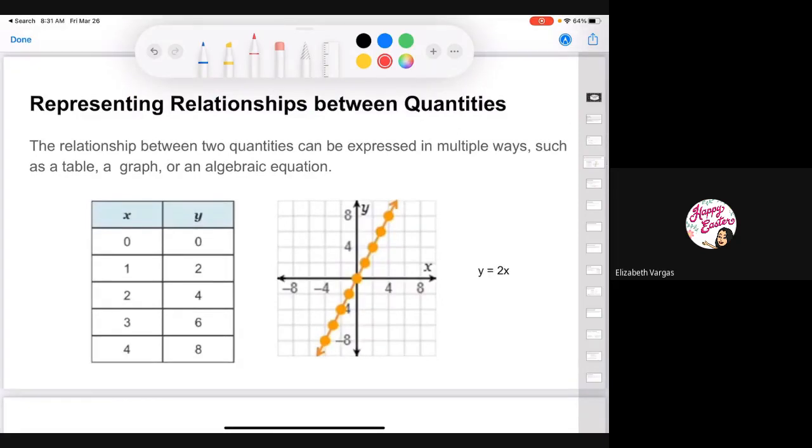So, representing relationships between quantities. There are different ways to represent a relationship between quantities, specifically two quantities. You can express it using a table, a graph, or an algebraic equation. The table, the graph, and the algebraic equation are all equivalent to each other. It's just different ways to represent the relationship between those two quantities. What we're going to look at is different types of relationships between these quantities. So how are x and y related to each other? That's what we're going to get into today.